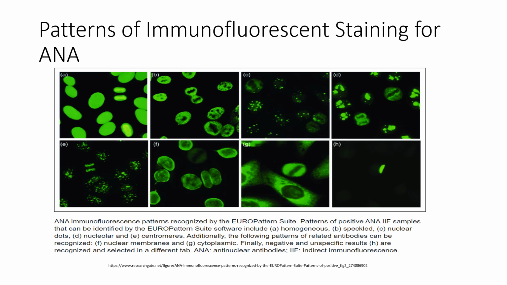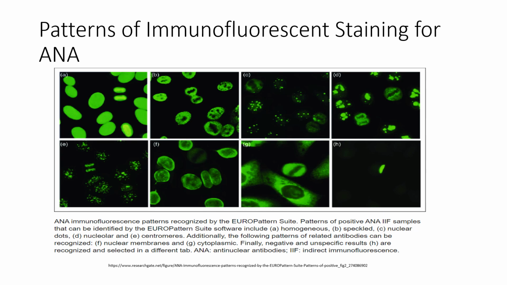Well, the picture below shows patterns of immunofluorescence staining for ANA. I got this from the link below, so if you would want to visit, you can click the link and browse through it. So, the first of the patterns is the homogeneous, which is the first one. This one is the homogeneous here.